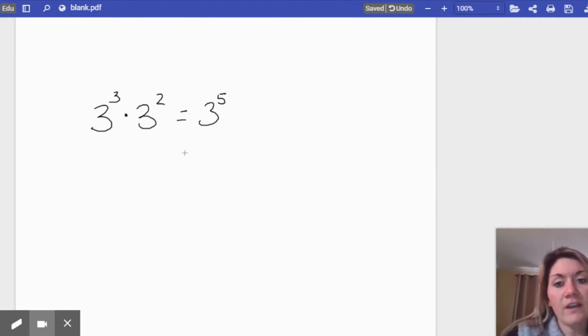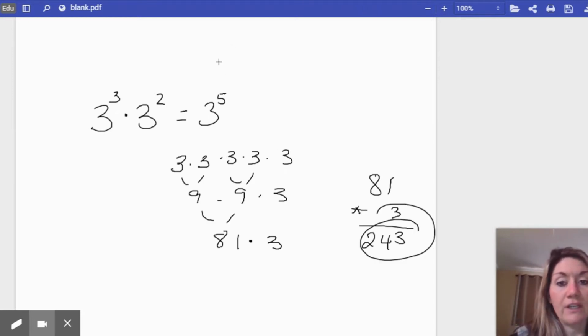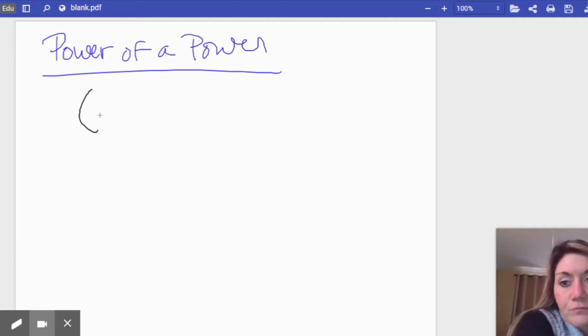So to evaluate that, you actually have to multiply 3 by itself 5 times. So 3 times 3 is 9, times 3 times 3 is 9 more, times 3. You get 243. So 3 to the 5th power is equal to 243.